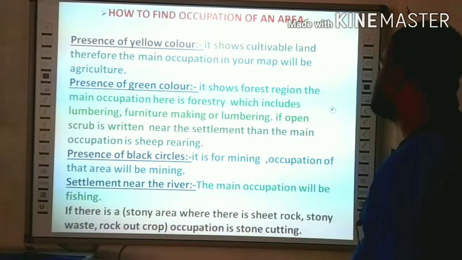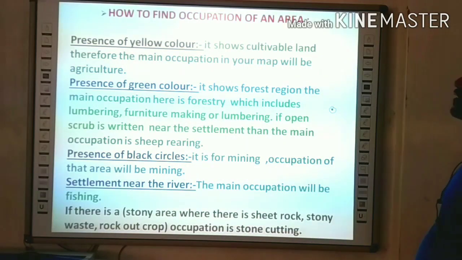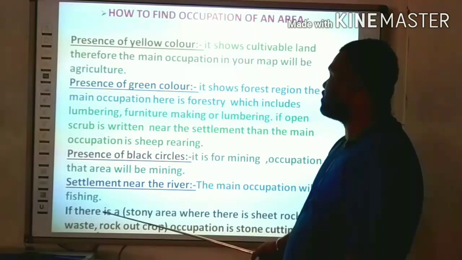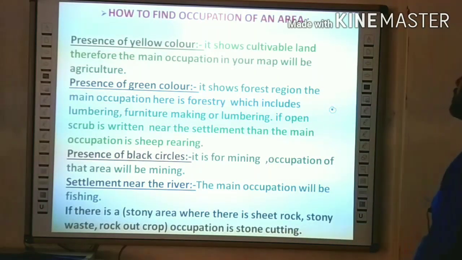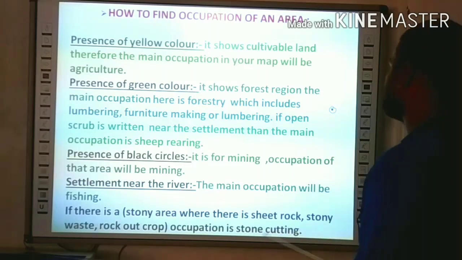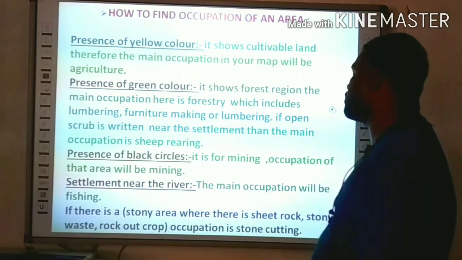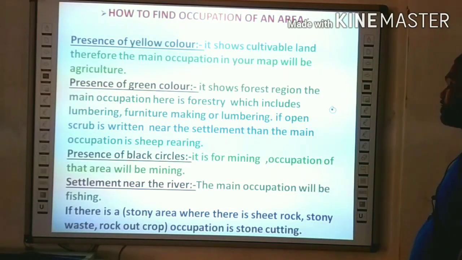Now settlement near the river. The main occupation here will be fishing. If there is a stony area where there is sheet rock, stony waste, rock outcrop, occupation is stone cutting.